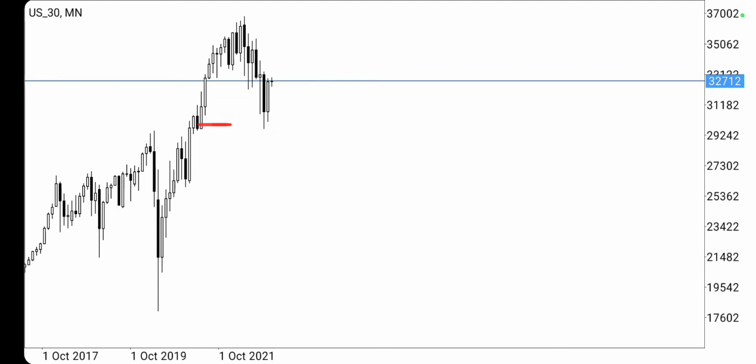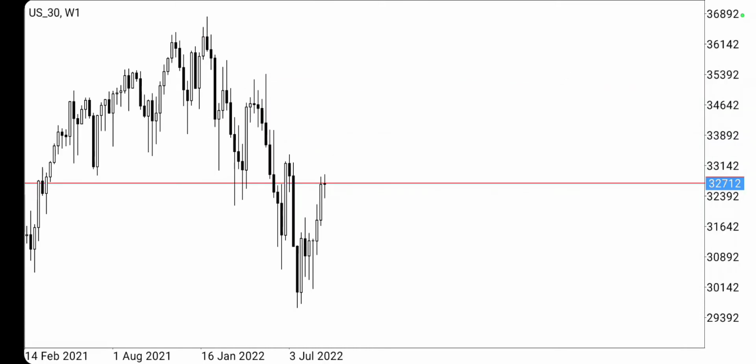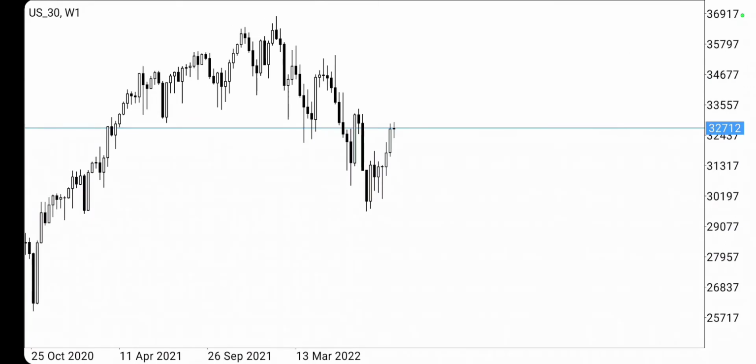What we have here, we have the area of support, the price is coming from that, and the area of resistance. So if I'm trading weekly, monthly, I know that the support gained control and is trying to reach for the resistance. That's all that you need to know from this time frame. Let's move down to weekly.